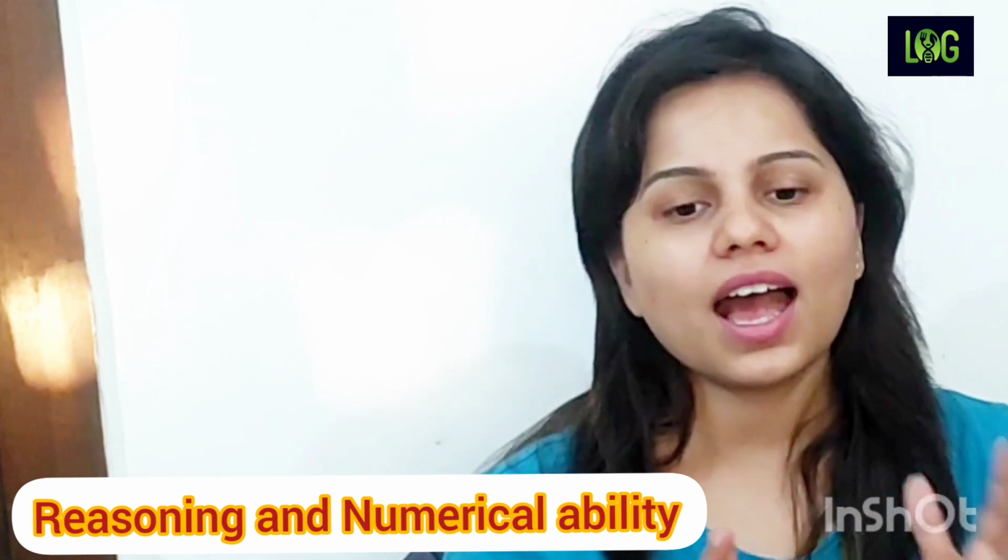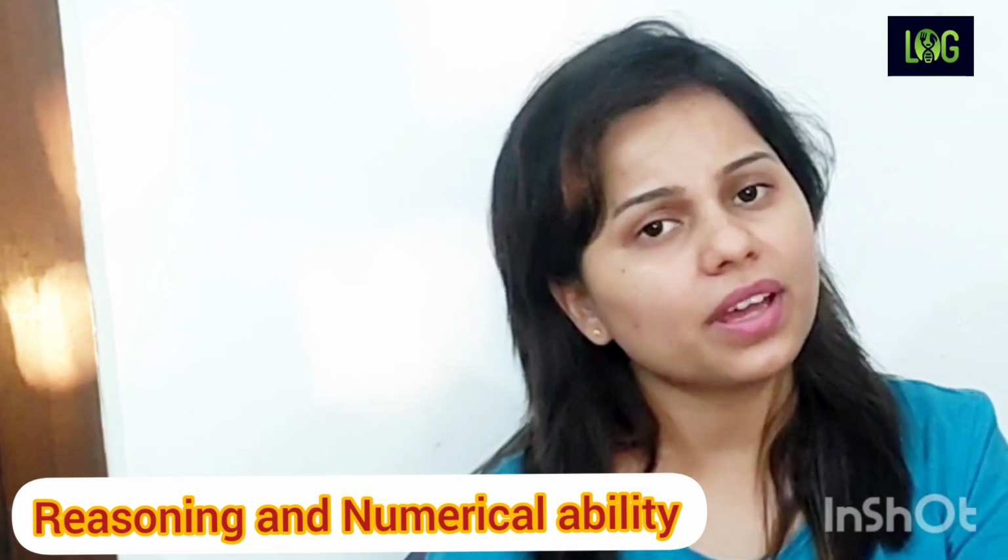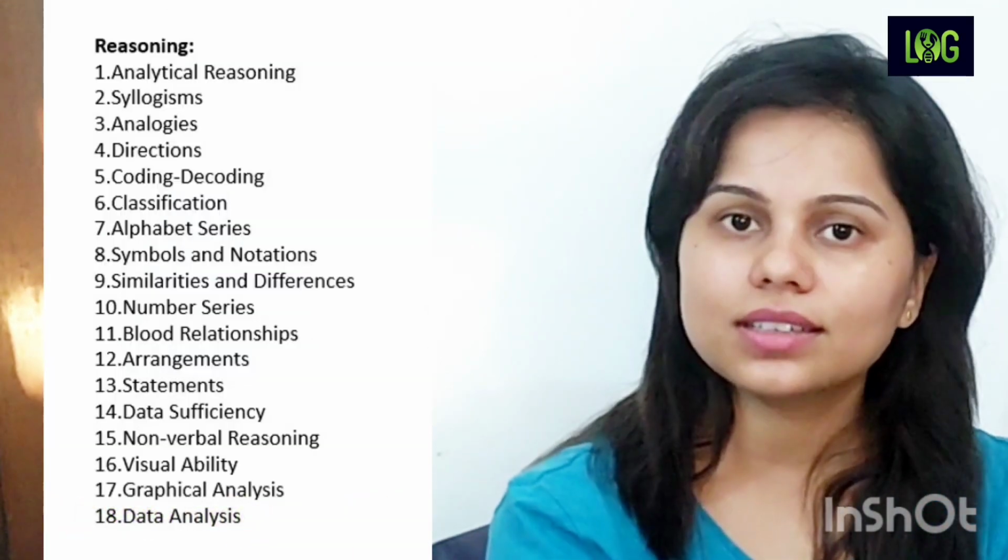Before going to those questions, let's discuss the syllabus of section A. Basically, section A is divided into two parts. The first part is reasoning and the second part is numerical ability. As you can see, the detailed topics are over here.